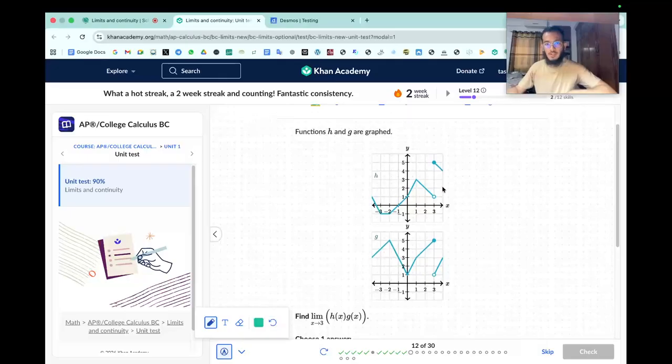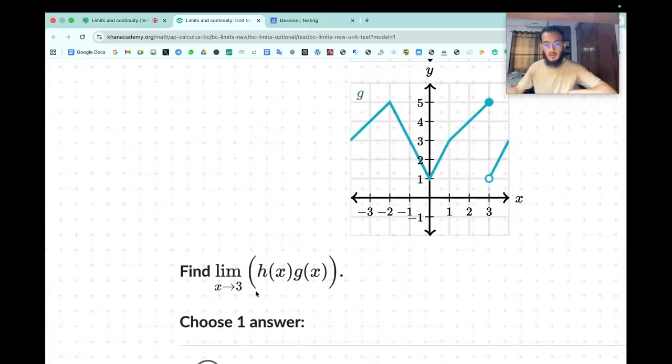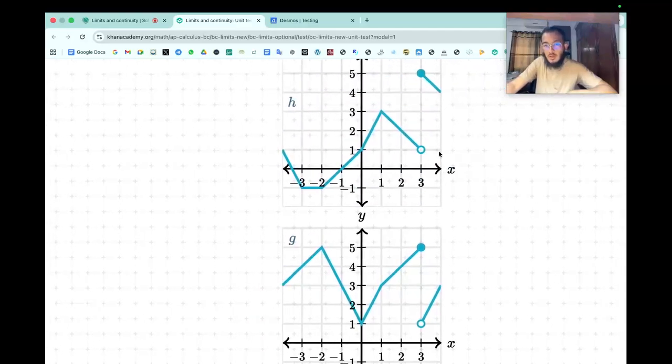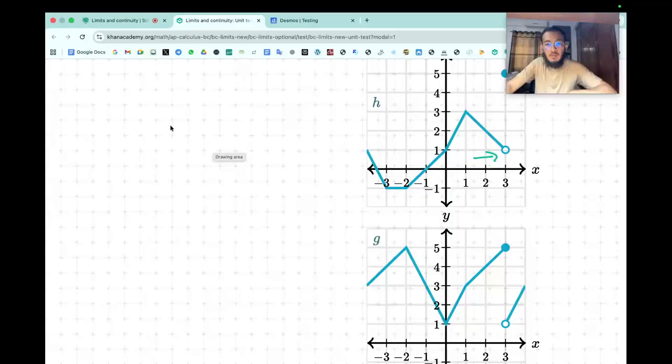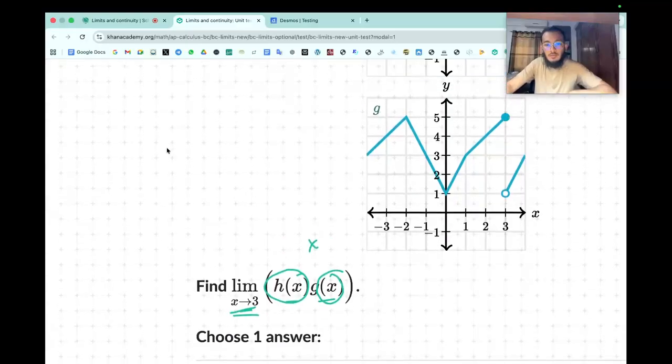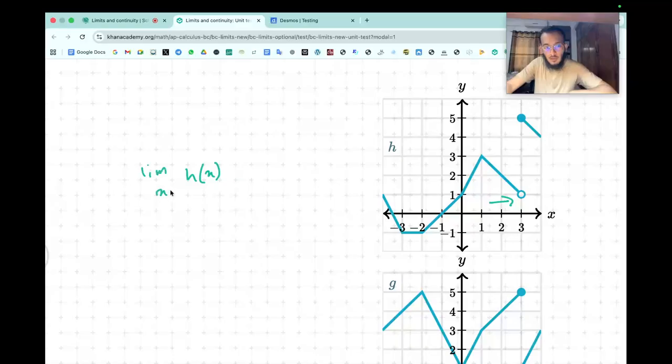Okay, functions g and h are graphed. We have to find the limit of h(x) times g(x) as x tends to 3. That is the same as finding the limit of h(x) as x tends to 3 and multiplying that with the limit of g(x) as x tends to 3. So for h(x) as x tends to 3, the limit doesn't exist because the limit of h(x) as x tends to 3 from the positive side equals 5. The limit as x tends to 3 from the negative side is 1.